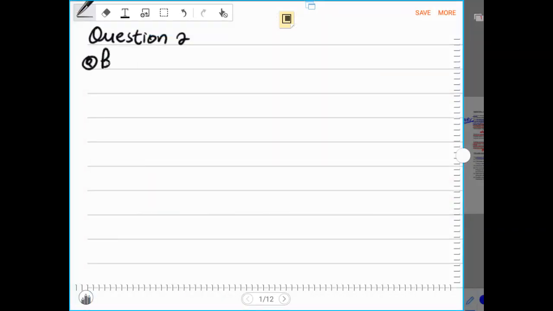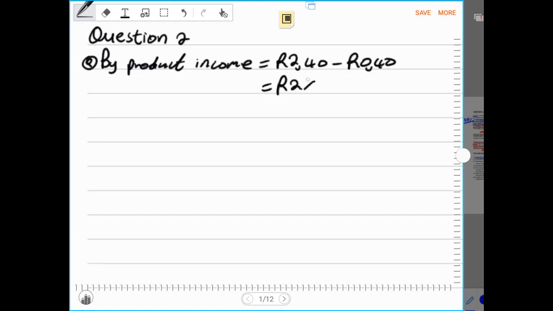So number A, we have the byproduct income for byproduct X, and our byproduct income will be the selling price of 2 rand 40 cents minus 40 cents first, and this will give us 2 rand, and we multiply 2 rand by 240,000 units, and this will give us the same 480,000 rands. So now this is the income from the sales of the byproduct, or product X income.